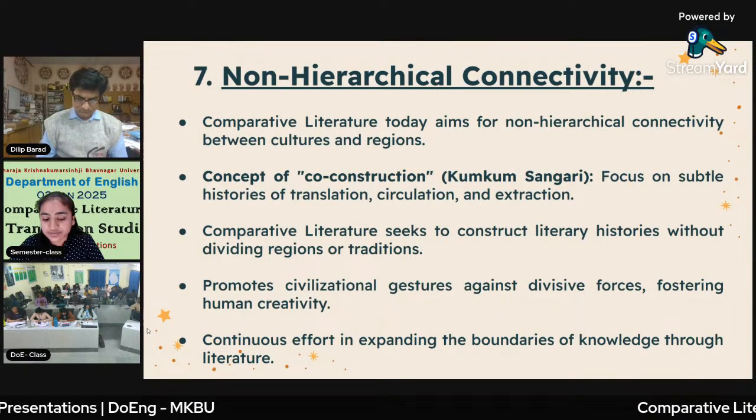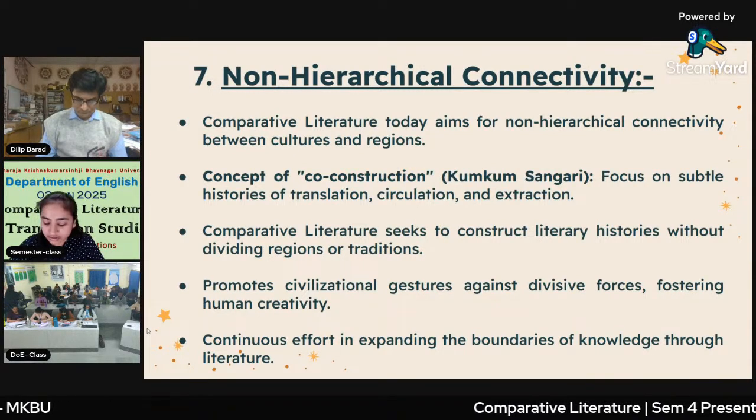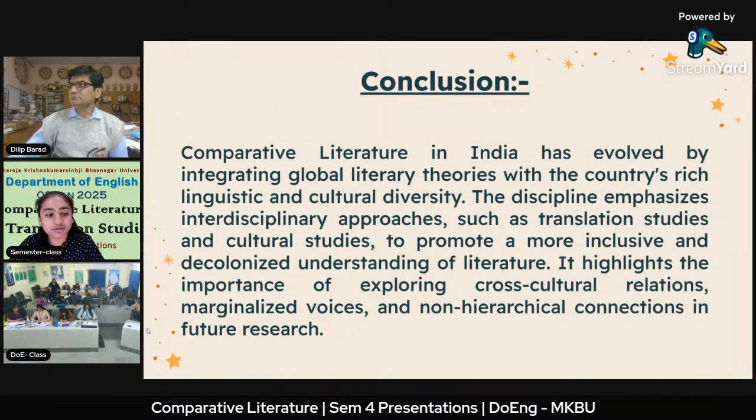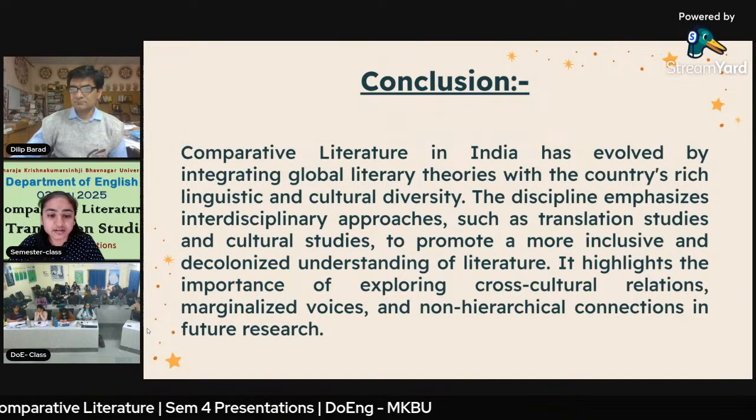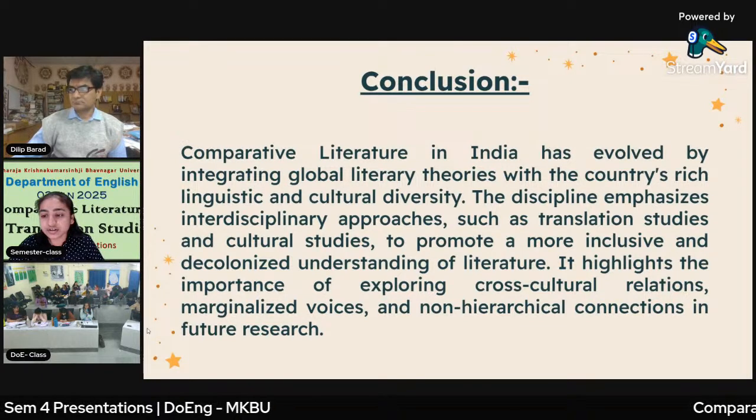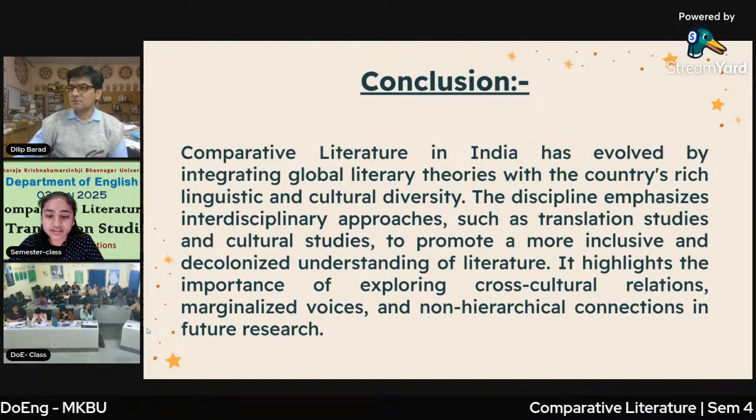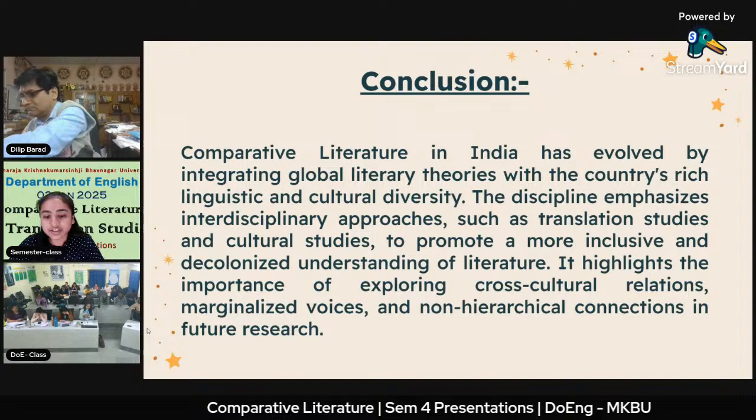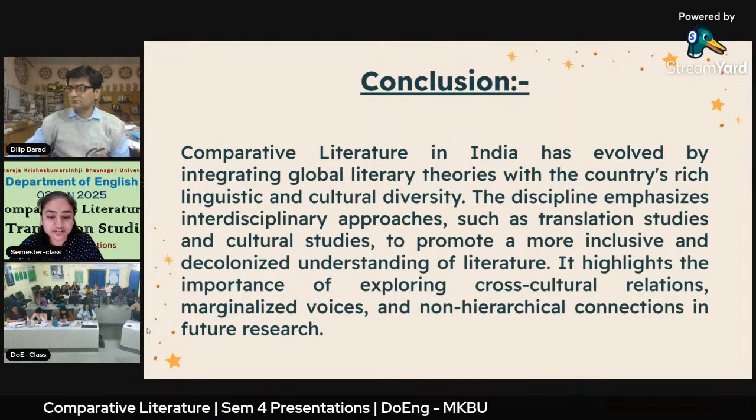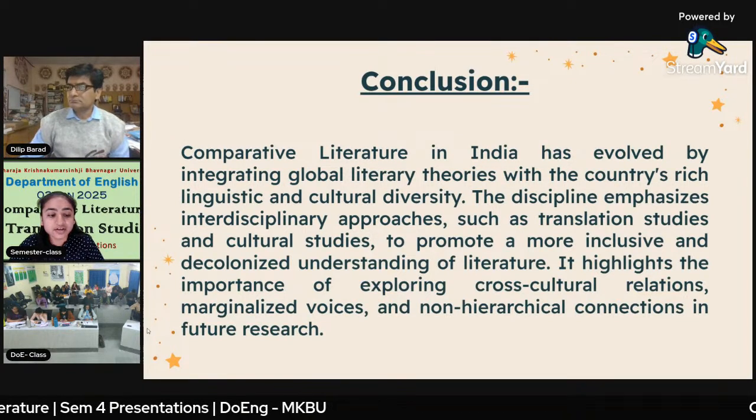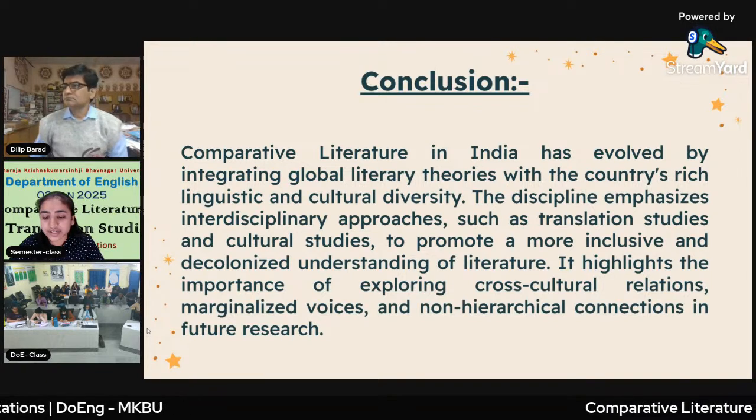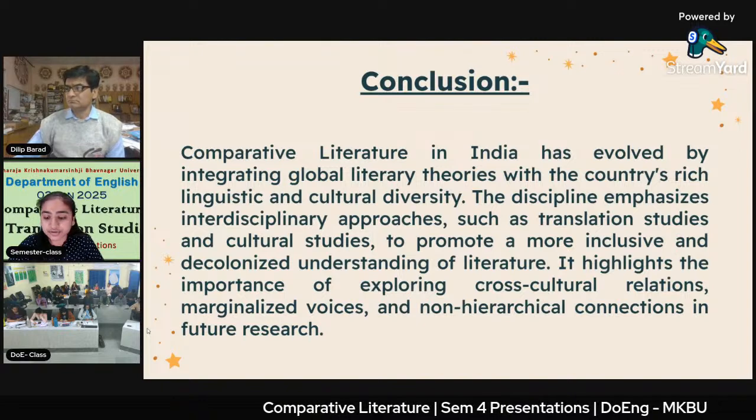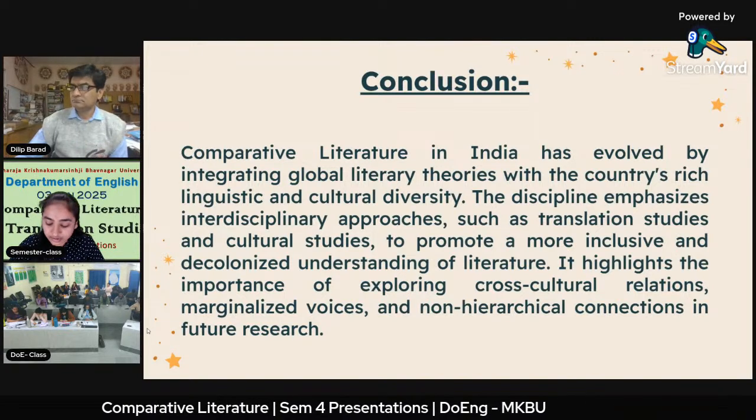Continuous effort in expanding the boundaries of knowledge through literature. In conclusion, comparative literature in India has evolved by integrating global literary theories with the country's rich linguistic and cultural diversity. The discipline emphasizes interdisciplinary approaches such as translation studies and cultural studies to promote a more inclusive and decolonized understanding of literature. It highlights the importance of exploring cross-cultural relations, marginalized voices, and non-hierarchical connections in future research.